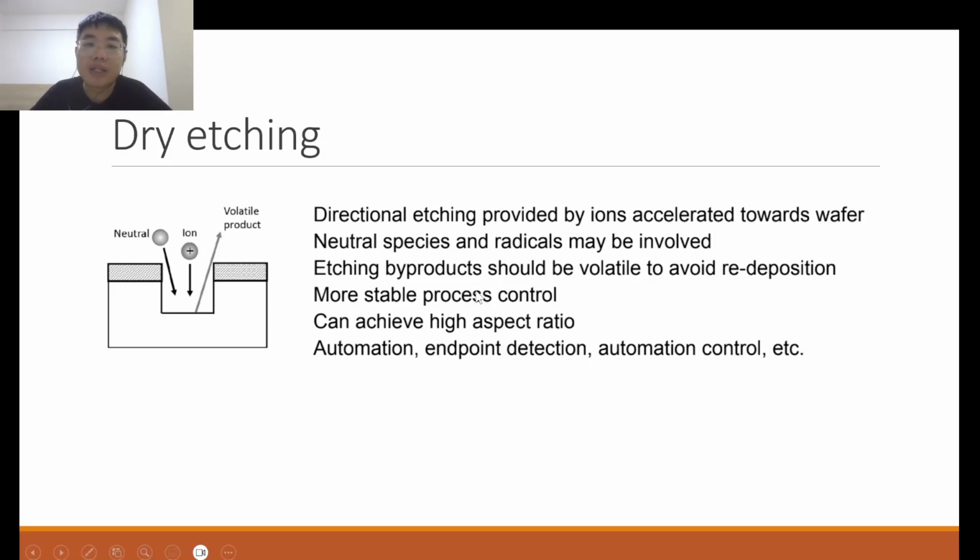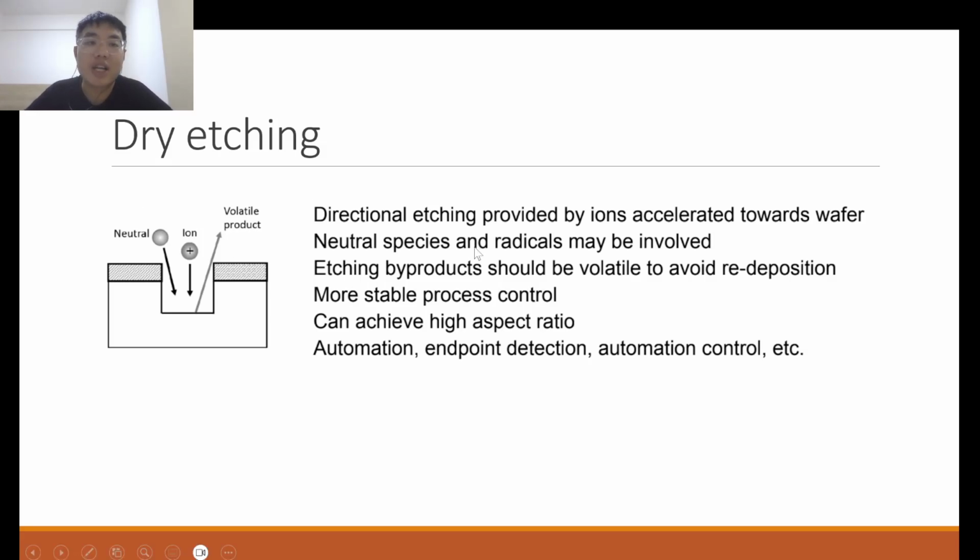And so dry etching is able to achieve a more stable process control compared to wet etching, because you can control things like the ion energy, the plasma energy, the gaseous composition of your plasma and things like that. So it's able to achieve a greater controllability of the process.